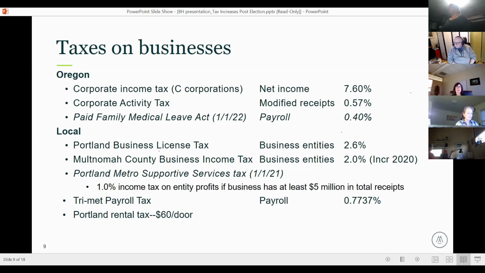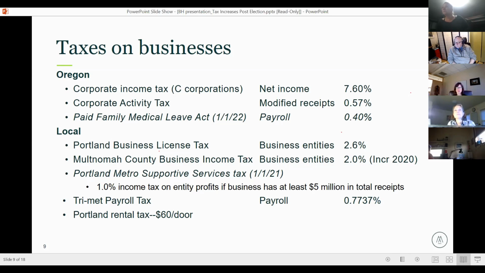And then we have the new metro area tax, the supportive housing services tax, often referred to as the homeless tax. That was passed in May 2020. It's effective January 1, 2021. That's a 1% income tax on entity profits if the business has at least $5 million in total receipts. And if we harken back a slide or two to the Oregon CAT, we talked about a unitary group and how that's a unique concept in that it can incorporate all kinds of different entities. The Supportive Housing Services Tax doesn't have that mechanism.